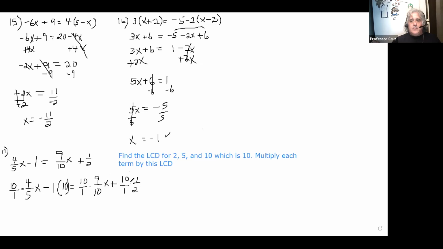All right. So let's start over here on the left. 5 goes into 10 twice and into itself once. So when we multiply through with that LCD, we lose the denominator and we've just got a plain old 8x. 2 times 4x. Here it's just negative 10. We essentially multiplied everything by a factor of 10.